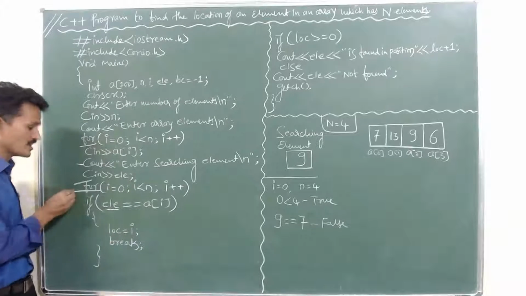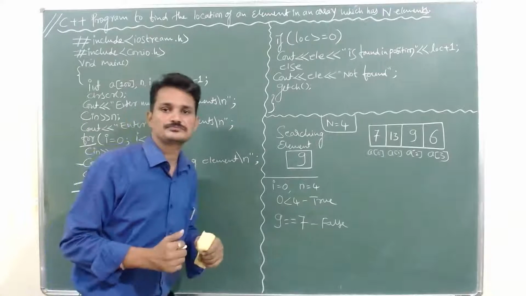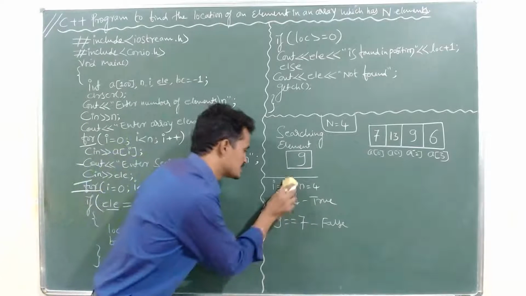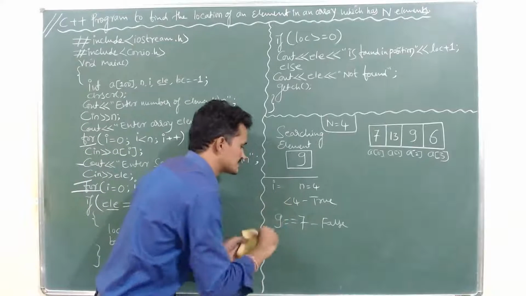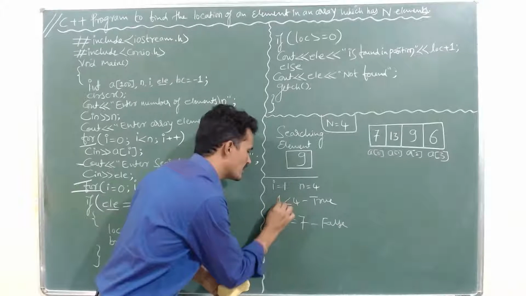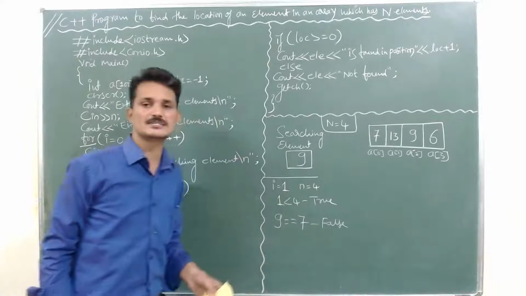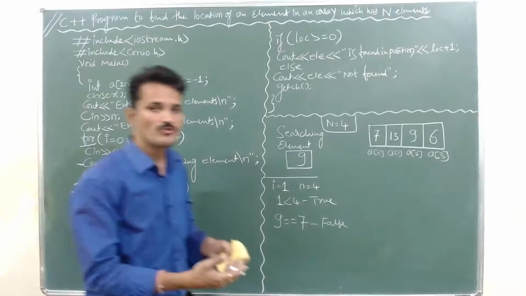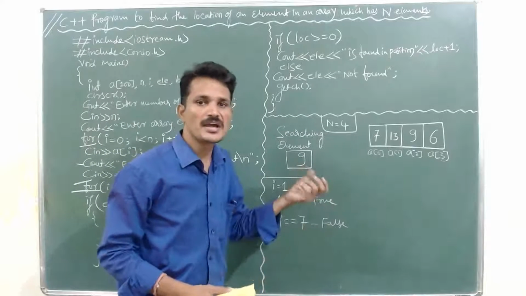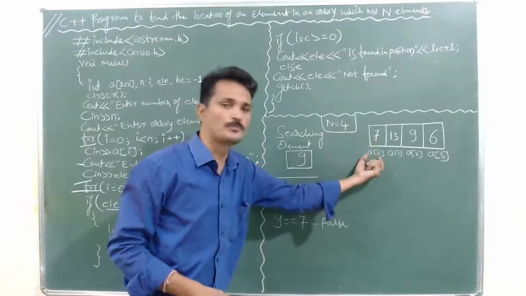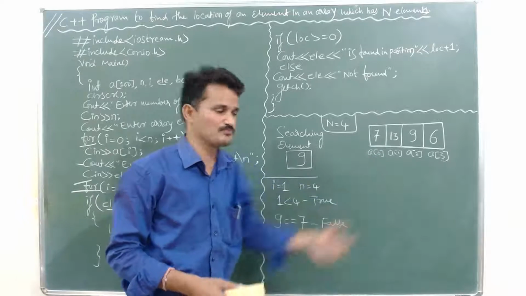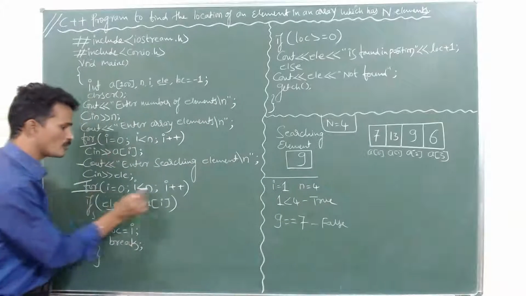Directly it goes to the for loop and I gets increased by plus 1. Last time 0, this time 1. Every time I goes on increasing by plus 1. So what we have done, we have just compared the searching element with the first element which is present in the array. Okay. So again it goes to the for loop and I gets increased.